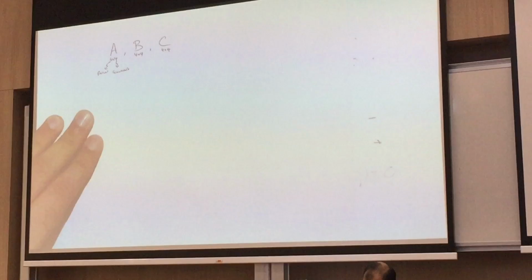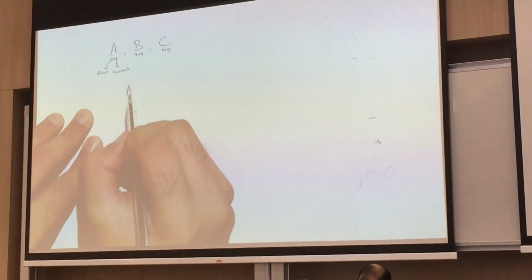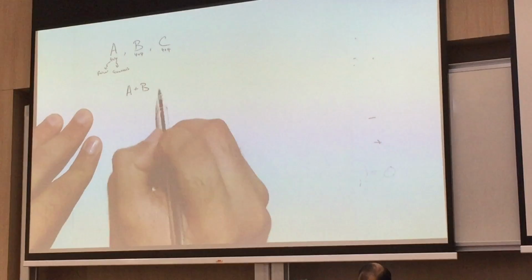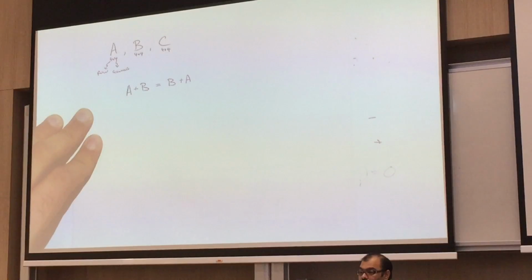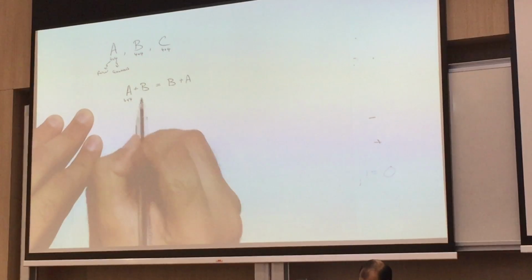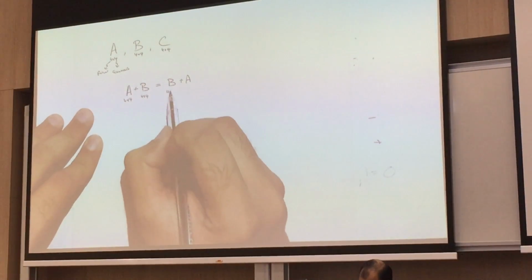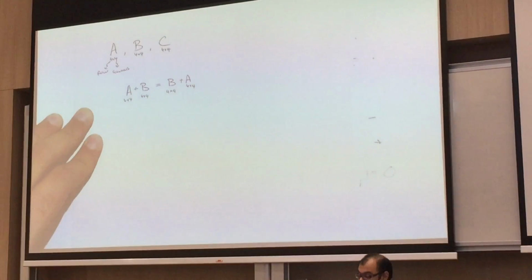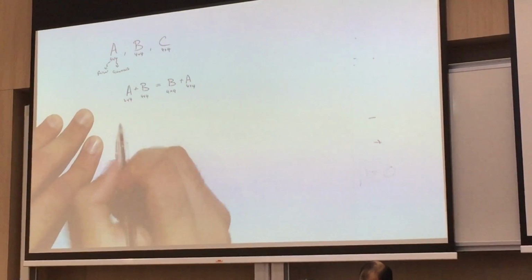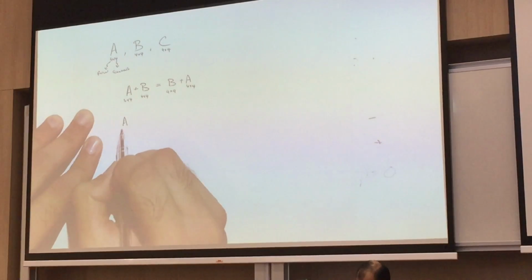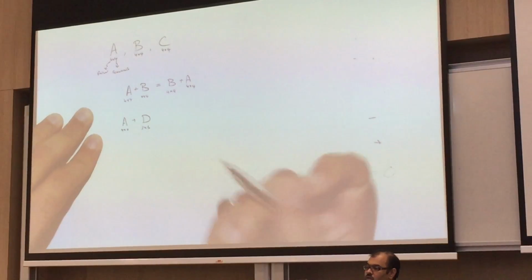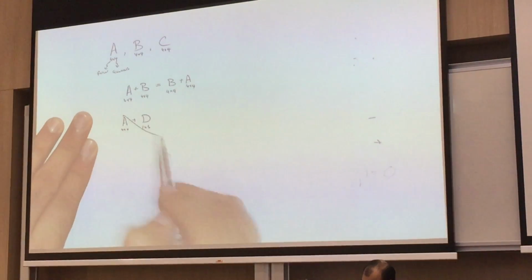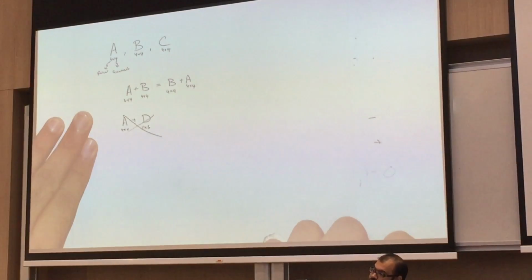Some basic properties of matrices. A plus B equals B plus A, provided they must be the same size. Let's say you have A, 4 by 4, plus D, which is 3 by 3. You cannot add these up. They have to be the same size.